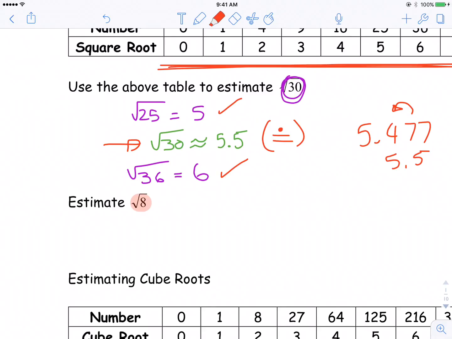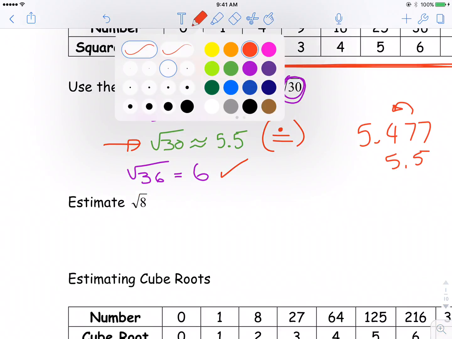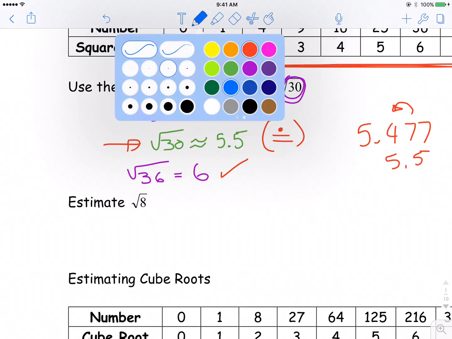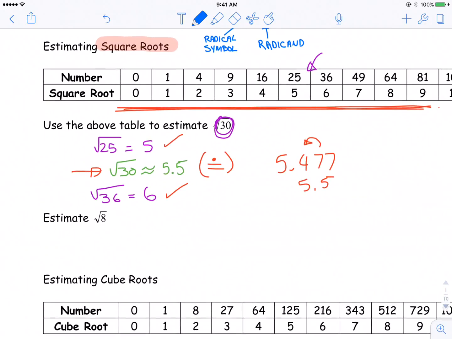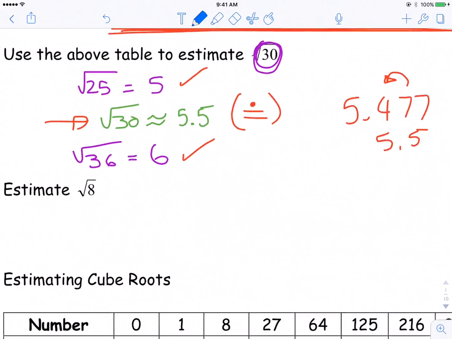So when last I left you, you were going to attempt to find the square root of 8 using the information that we just talked about in estimating square roots. Let's go with blue. So I look at the square root of 8, and I know 8 falls between 4 and 9.